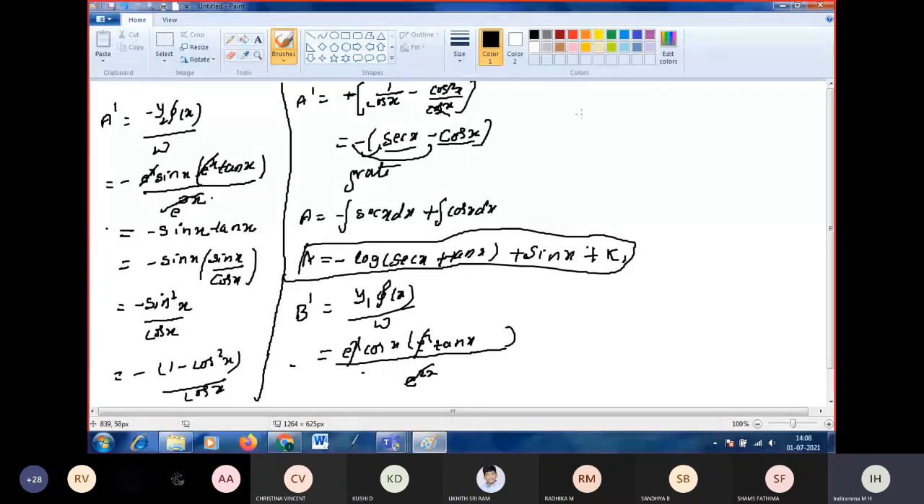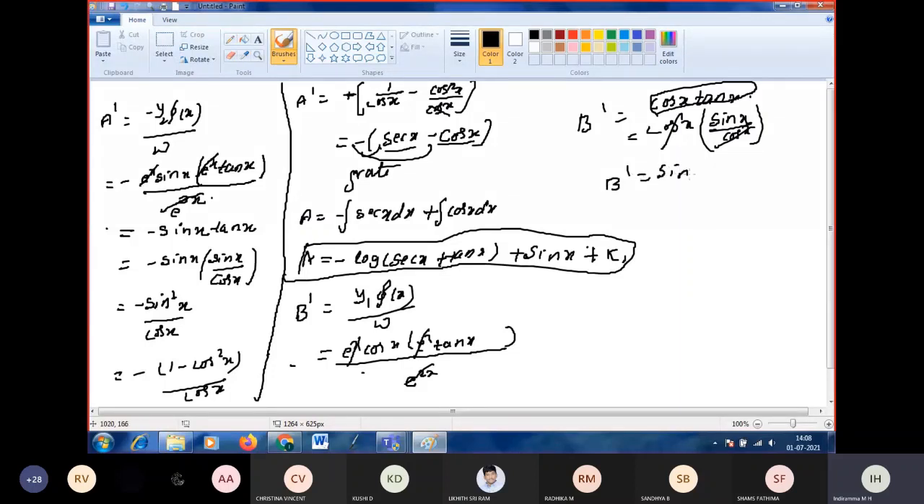So therefore, what is b dash? We got cos x into tan x. Do you have a standard integral for cos x into tan x? No, ma'am. But you can simplify this. Tan x can be written as sin x by cos x, and cos x and cos x cancel. Therefore, b dash is equal to sin x.